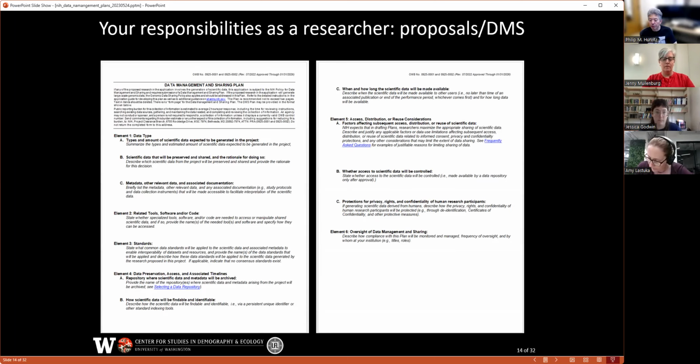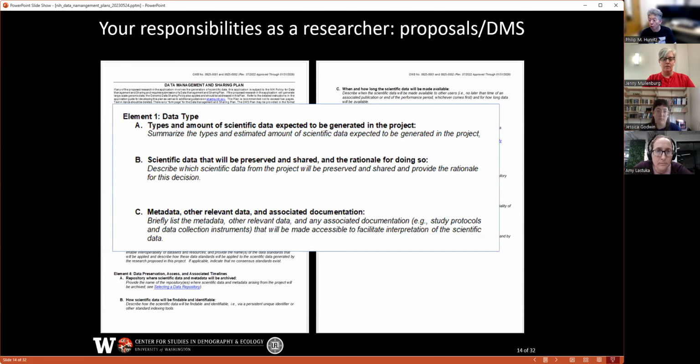There's an example that they have on the website that looks pretty straightforward, and it just shows 2 pages. When you think about it, 2 pages is not a lot. I'm going to zoom in on each of these different sections so you can see it in more detail. So the first element talks about the data type. So these would be the types and amount. Amount, I imagine, meaning count of tables or file size. Not really clear.